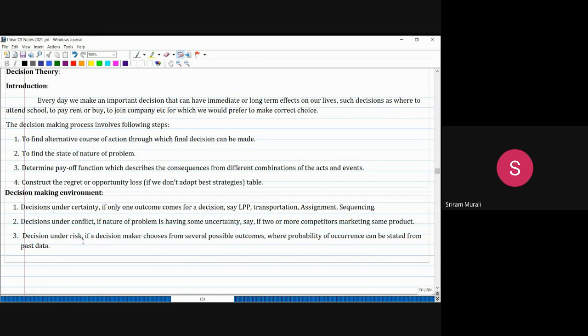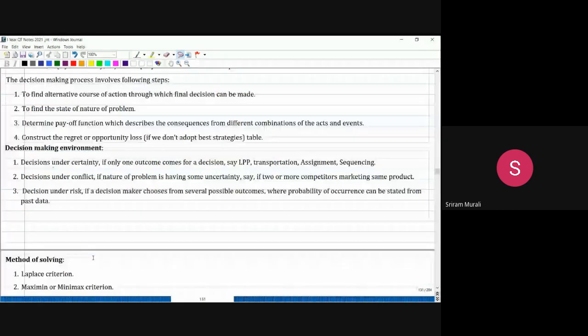So decision under risk. If the decision maker chooses several possible outcomes where the probability of occurrence can be stated from past data: once you join the company, don't you ask your contemporaries or colleagues how the increment was, how they give ESI, PF, etc., so that we can think whether to continue in the same company or to put in the resignation paper.